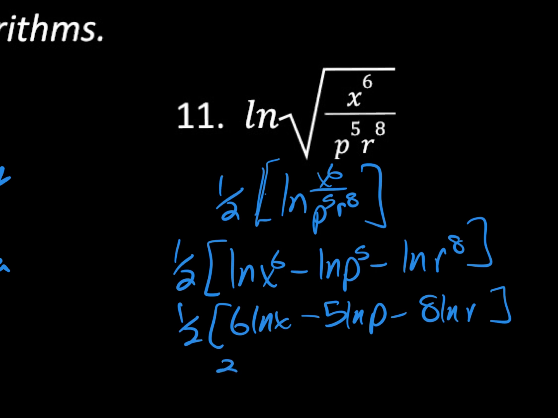So 1/2 times 6 is 3. 1/2 times 5 is 5 halves. 1/2 times 8 is 4. And there you have it.